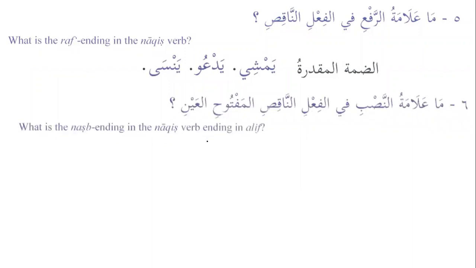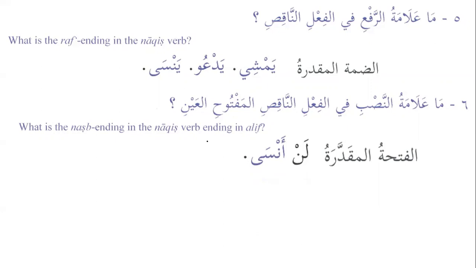ما علامة نصب في الفعل الناقص المفتوح العين؟ What is the nasb ending in the naqis verb ending in alif? It's fatha muqaddara. أحسنت. الفتحة المقدرة. Example? لن أنسى. Excellent. Perfect. لن ينسى, لن تنسى, لن أنسى, لن ننسى.